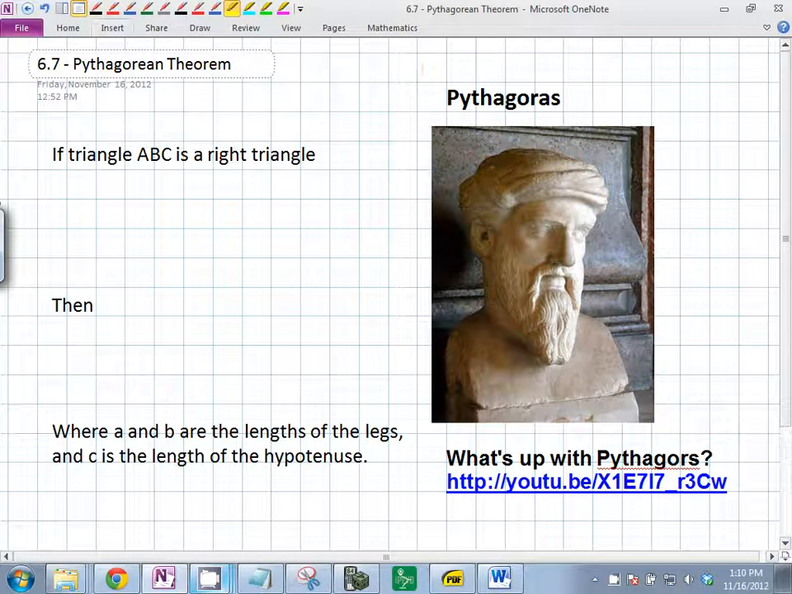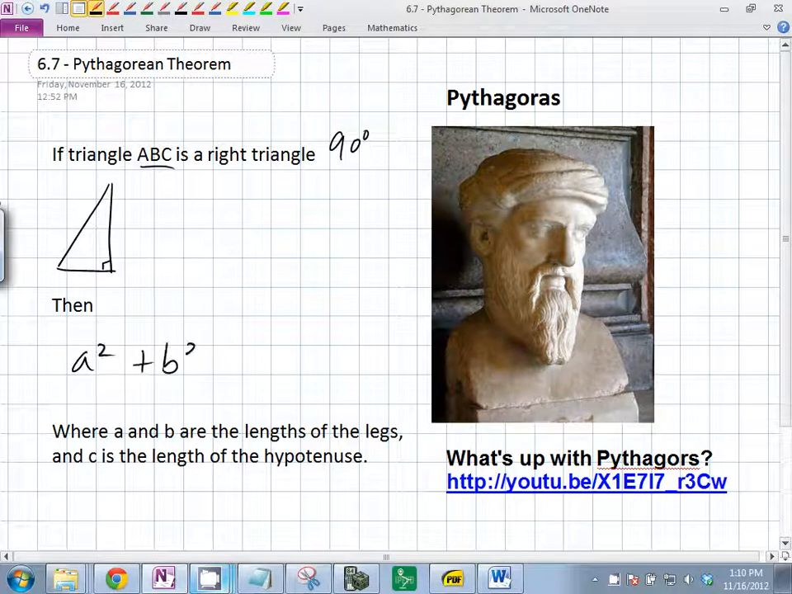Pythagoras is really famous for a theorem that bears his name, which states that if triangle ABC, so here's your triangle ABC, is a right triangle, meaning it contains a 90-degree angle, in this case right there, then a squared plus b squared has to equal c squared, where a and b are the lengths of the legs, and c is the length of the hypotenuse. C is right here, and the hypotenuse is directly across from the 90-degree angle.